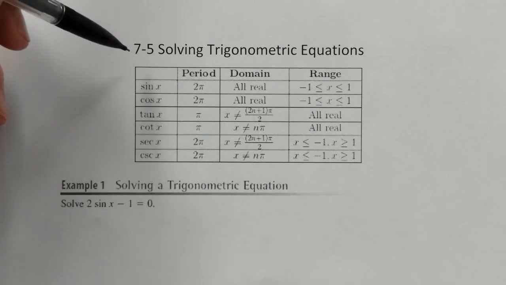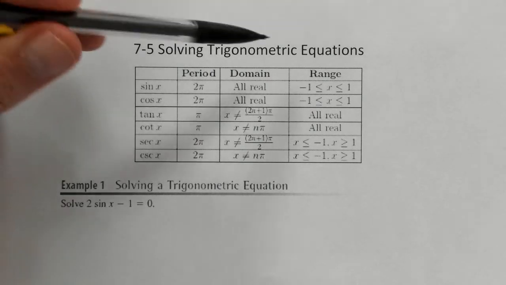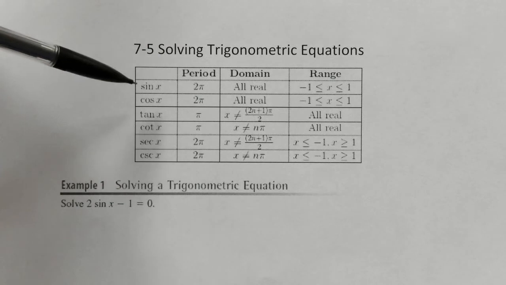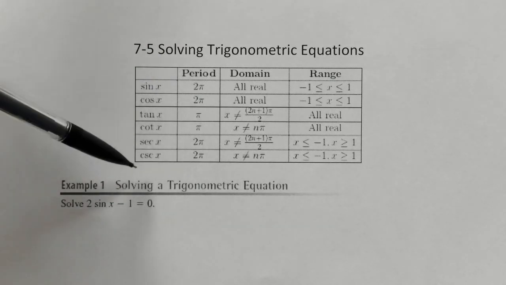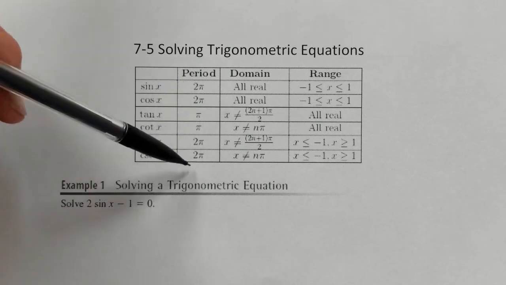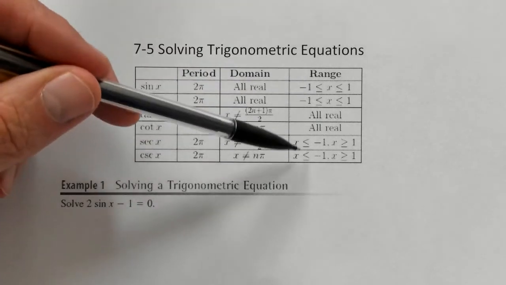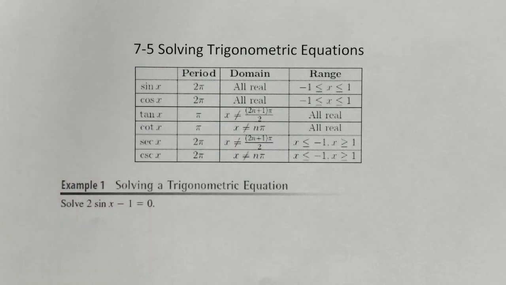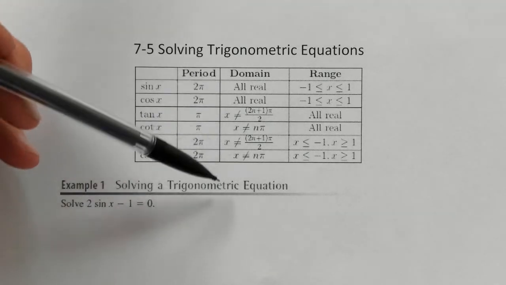All right, guys, in this section 7-5, we begin looking at solving trigonometric equations. And so the first thing that I've given you here is a table with the trig functions and the period, along with the domain and the range for each one of the functions. And so this is going to be important when we're solving the equations to make sure that, number one, the answer that we get falls in the correct domain.